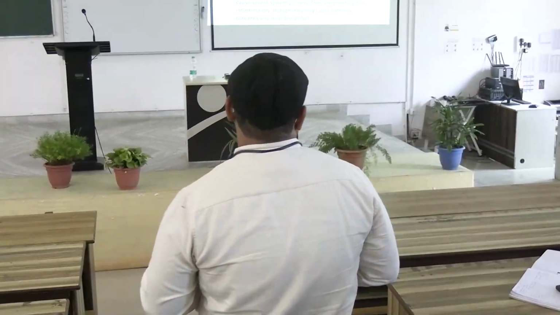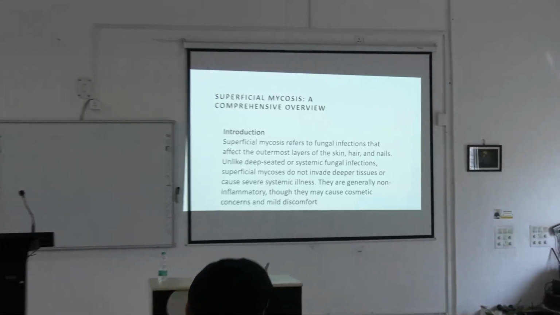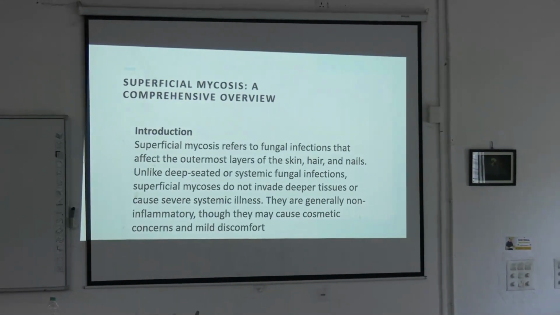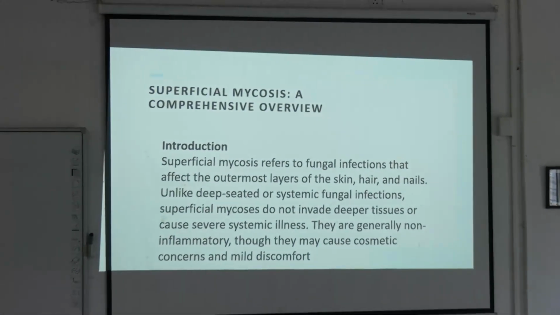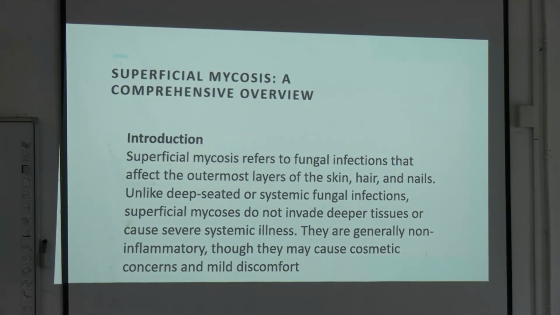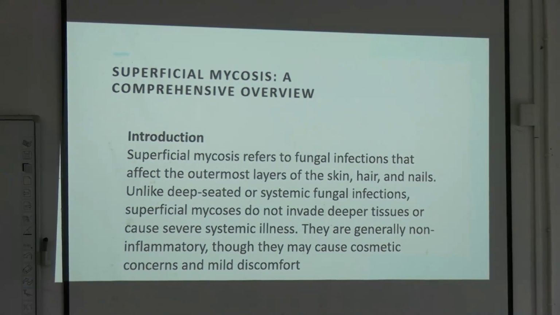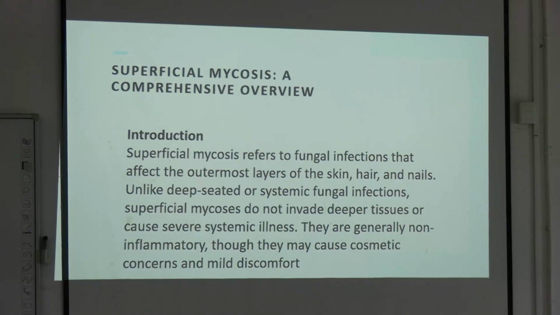So what is superficial mycosis? It refers to fungal infections that affect the outermost layer of the skin, and hairs and nails. Unlike the deep-seated systemic fungal infections, superficial mycosis does not invade the deeper tissue. What is the outermost layer of the skin? Stratum.